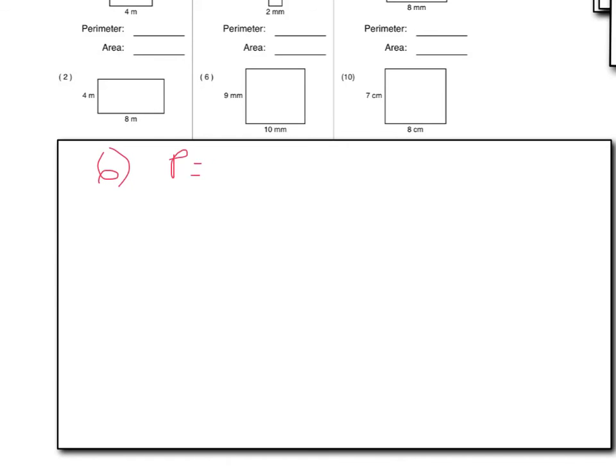Perimeter again. I'm going to go length plus width times 2. And we do have to have the length plus width in brackets, because what's in brackets, we actually have to do first. And that's going to be something you learn about a little bit more next year, but it's a good habit to get into.